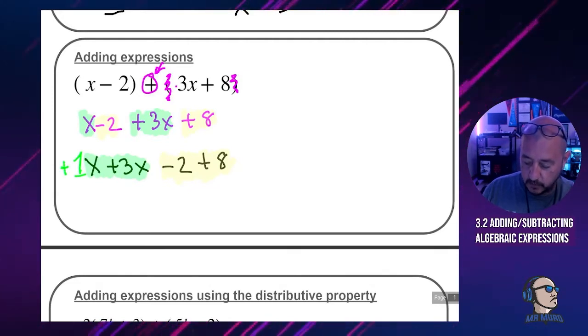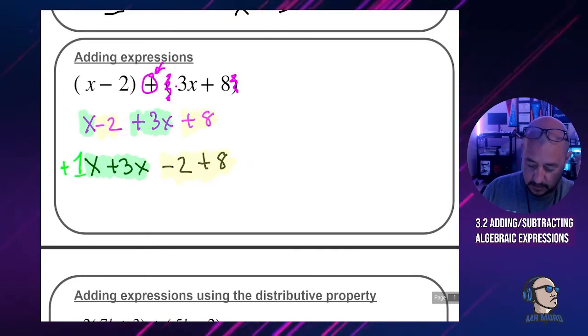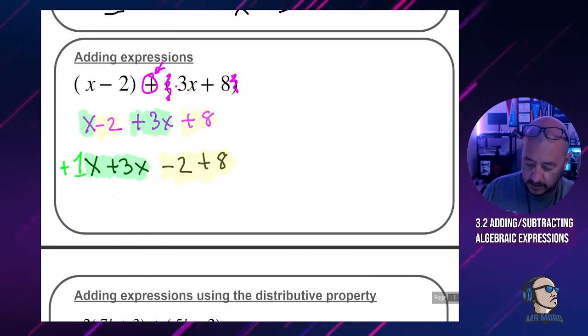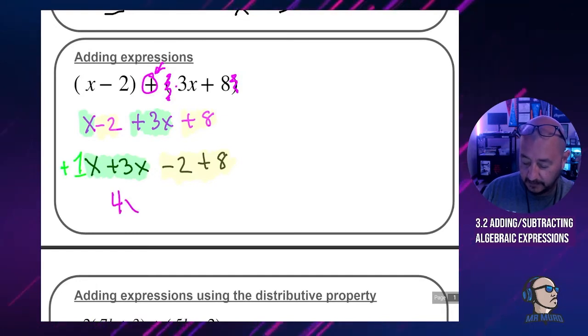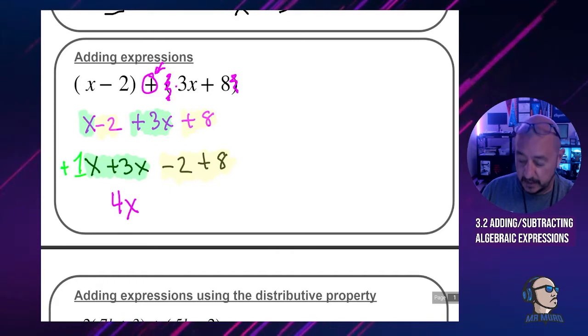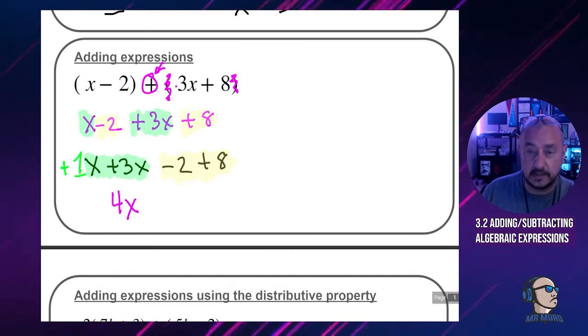Okay? So 1 plus 3 gives me, and I'm going to switch my color, 1 plus 3 gives me 4. And I keep the variable, 4x. Then I ask myself, is it going to be negative or positive? Well, a positive and a positive is still going to stay positive.